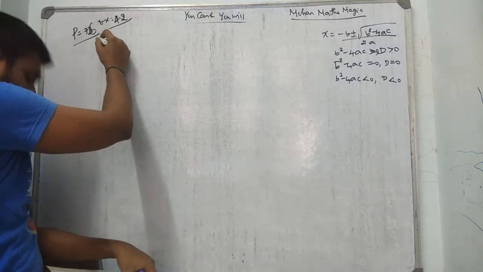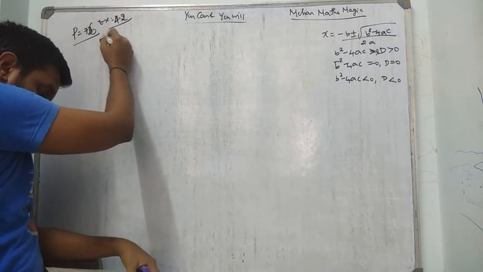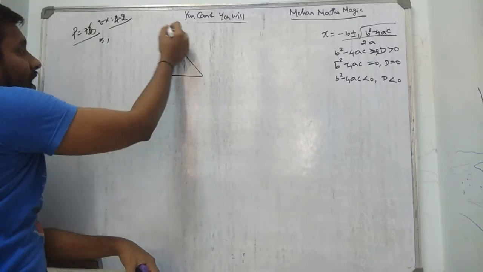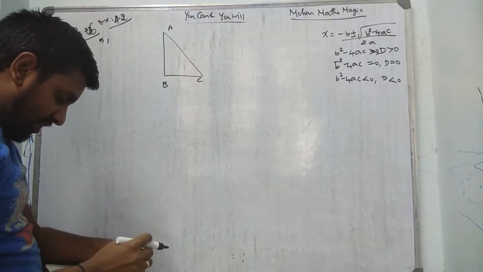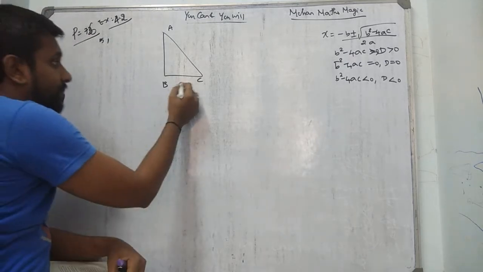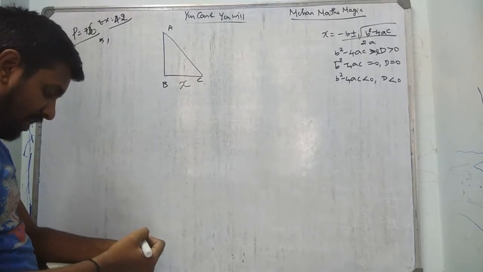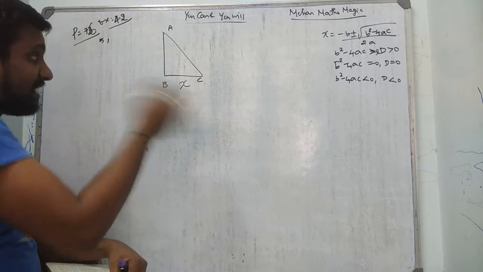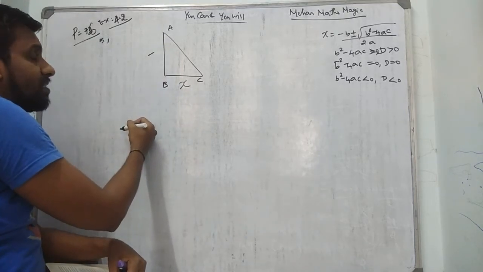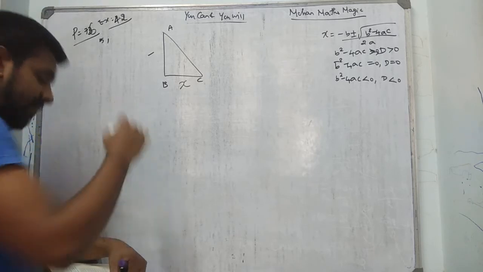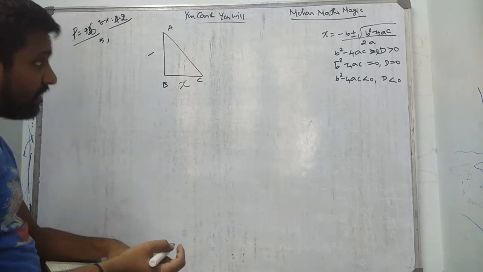So exercise 4.2, fifth sum. Draw the right angle triangle. Name it as ABC. The altitude of the right triangle is 7 cm less. Let the base be x. Altitude is 7 cm less than the base. Less than means minus. Altitude is 7 cm less than its base.